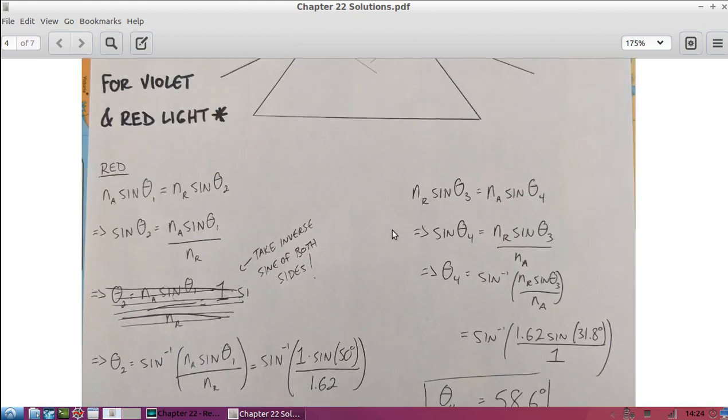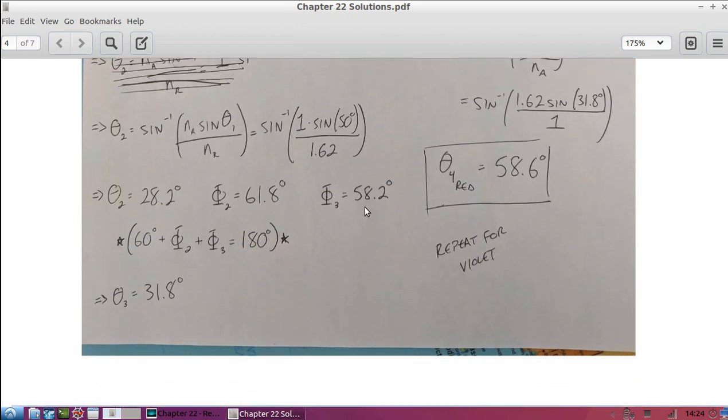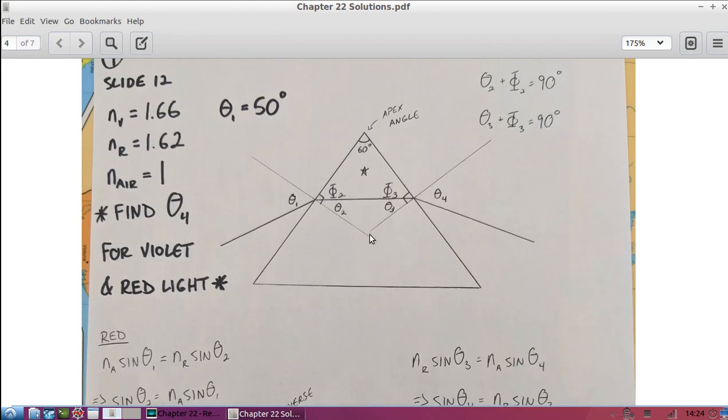But my diagram tells me that this is phi sub 3. It's not my new incident angle. Okay, that's a very common mistake. That's not my incident angle. Theta 3 is this angle right here. So I've got to take phi 3's complement to find my second incident angle for this surface right here. So I found phi sub 3 was 58.2 degrees. 58.2 degrees' complement is 31.8 degrees. Okay, so this is 31.8 degrees. I have a new incident angle.